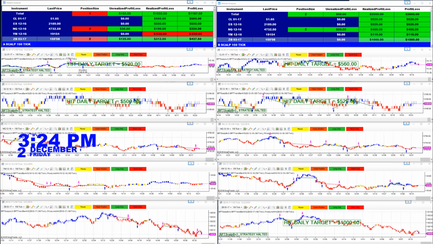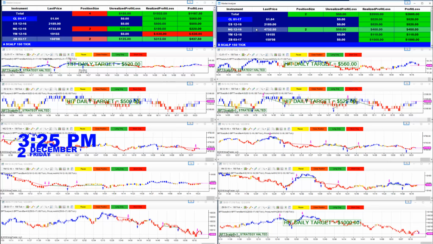On the B scalper, the CL hit 560, and then on the ES B scalper we got 520, 25, and then the NASDAQ this time is about to hit the target right now. The NASDAQ on the 150 ticks B scalper, and then the YM is also flat.